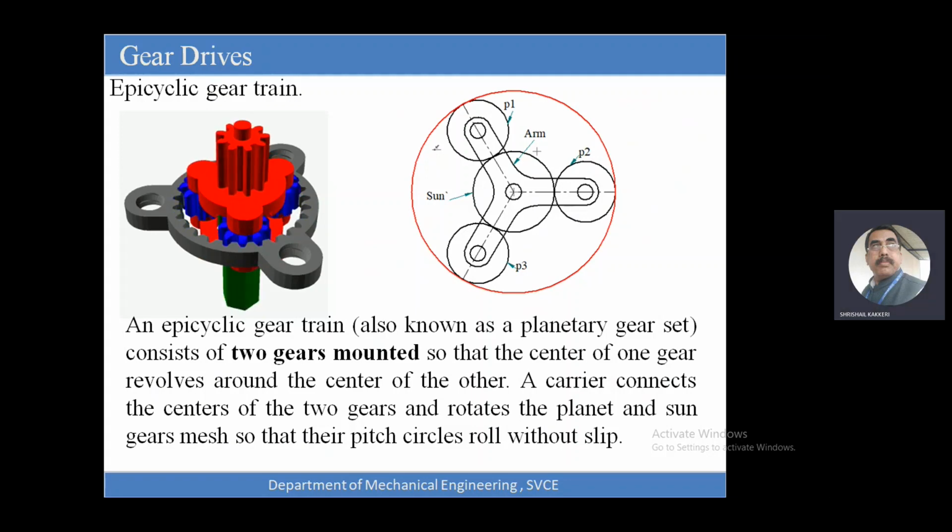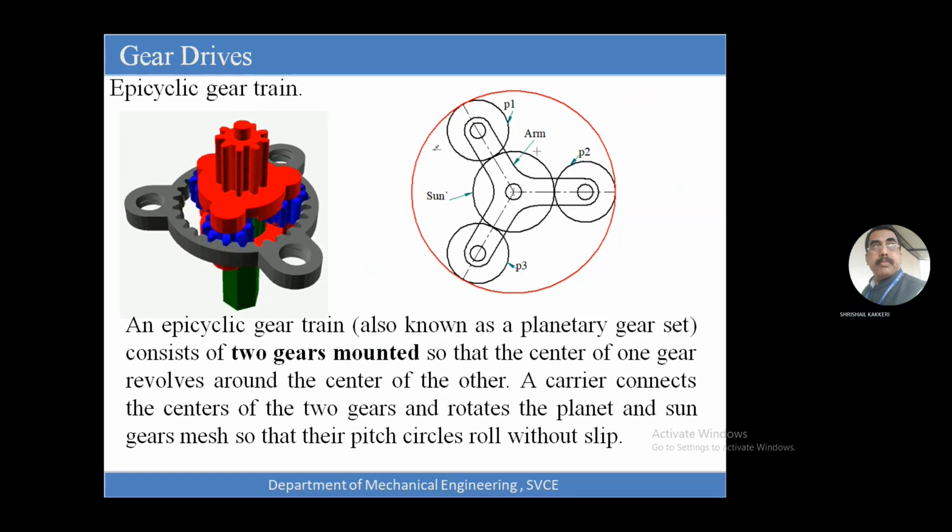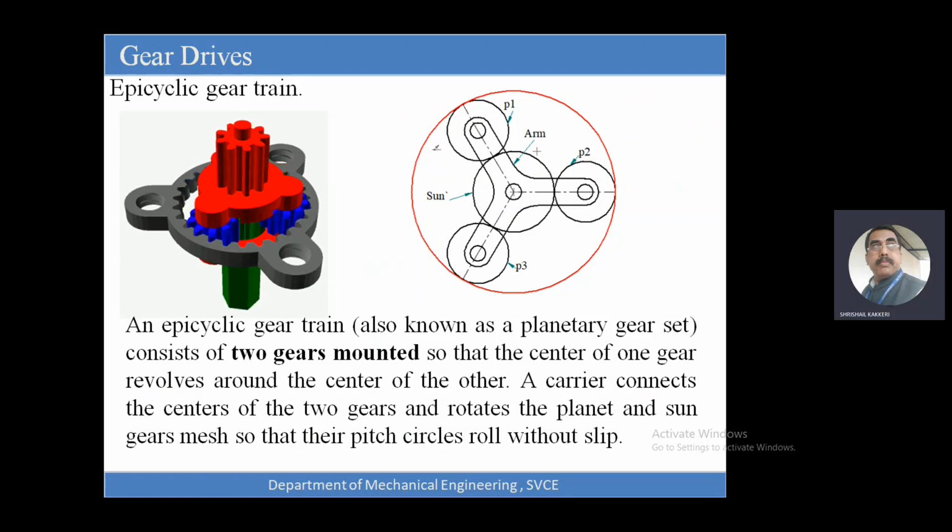The epicyclic gear train system consists of one arm, one sun gear, three planetary gears, and the last one, an internally toothed gear. Okay, try to remember this. To help you understand, I have given this. You have to draw that figure if you happen to get it.